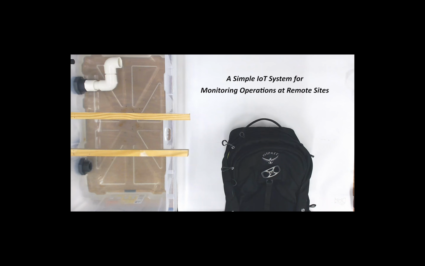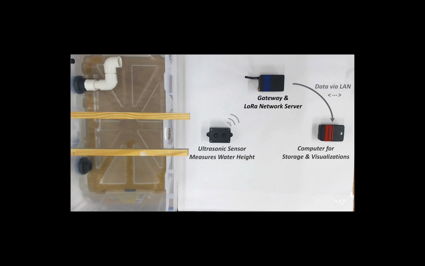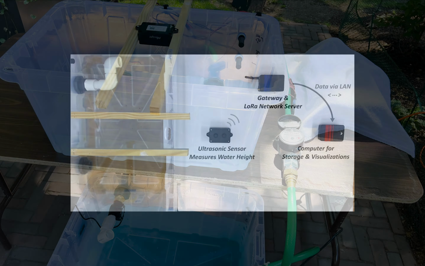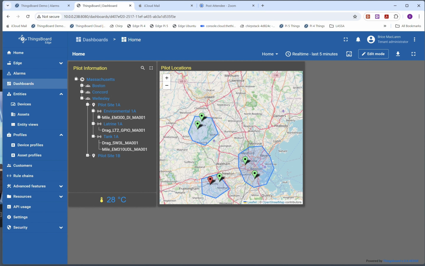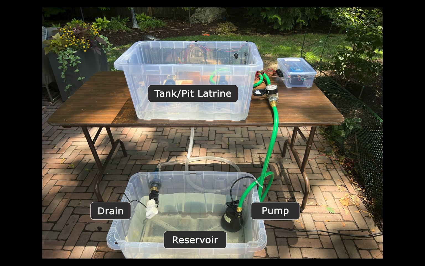In the first video, we took a look at basic IoT components that can be used for monitoring operation in remote areas. In this video, we will demonstrate different strategies for real-time monitoring of tank fill levels and pit latrine capacities, enhanced data visualizations for the IoT dashboard, as well as the scalability of the system. Let's get started by taking a look at the prototype you will be seeing in this video.